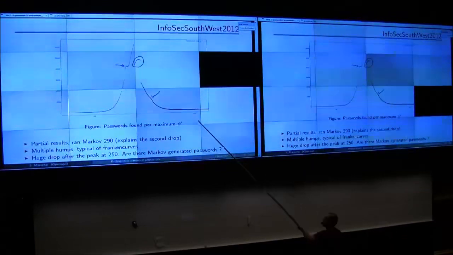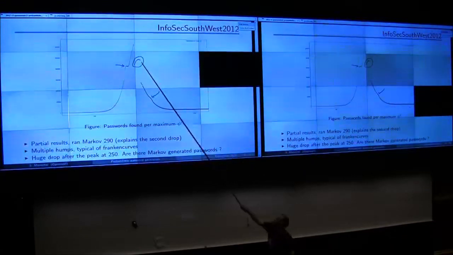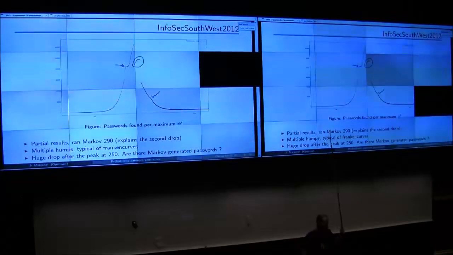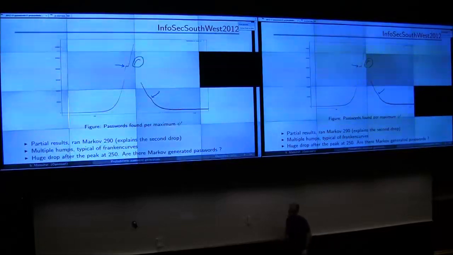But what is really strange is here, there is a discontinuity, a huge peak that is much higher than it should be. It drops at exactly level 250, which is a nice round number, and is also the default value for Markov mode in John the Ripper, which led me to believe that some of the passwords were actually generated with Markov mode. So that's pretty cool, right? You can say a lot of things about it.